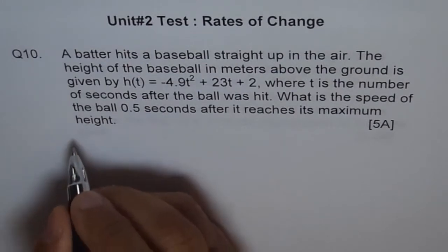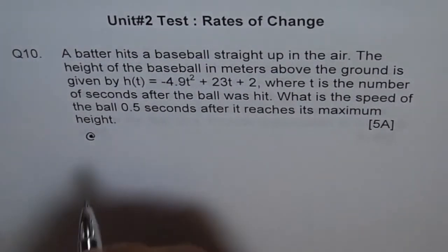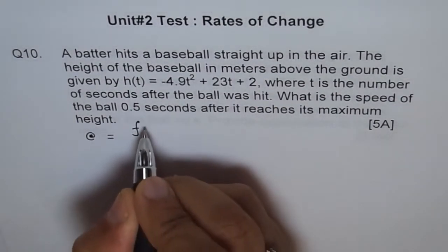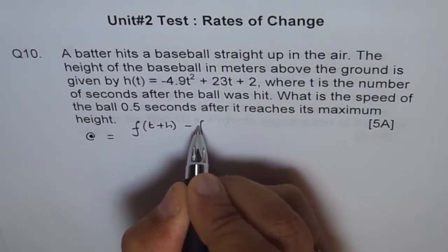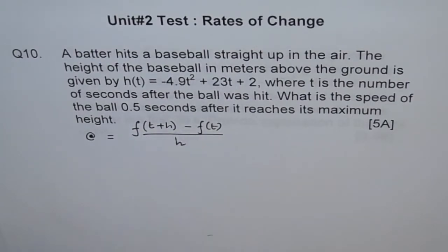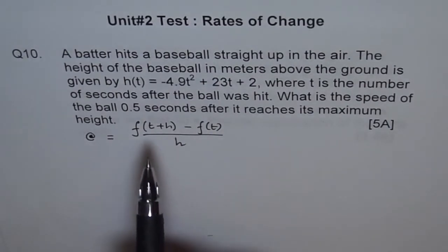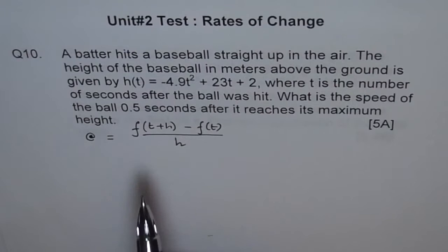So let us say the instantaneous rate of change, I want to use this symbol for instantaneous rate of change, as you know, is equal to f of t plus h minus f of t over h in general, right? Because here we really don't know when the ball will reach its maximum height. So we are solving a general equation, right?